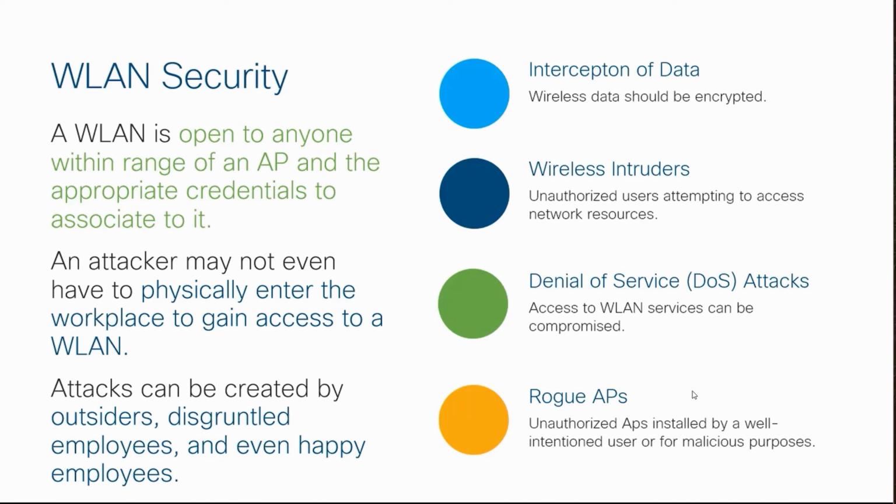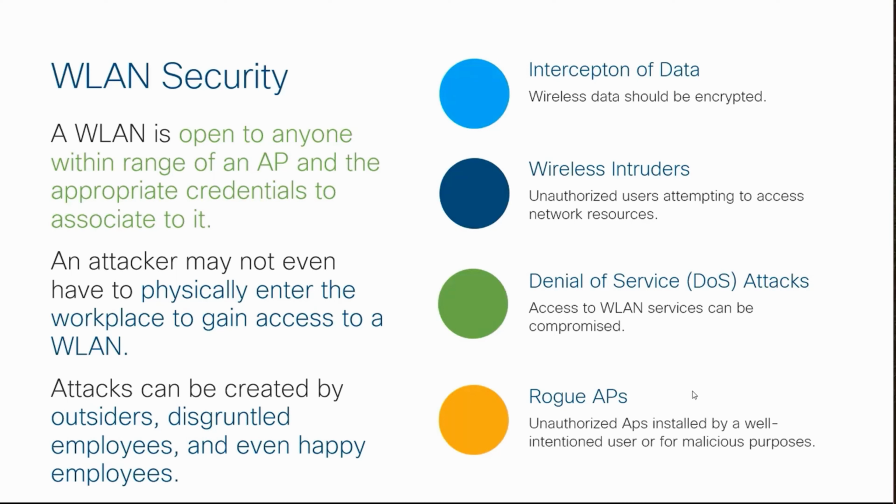There are many different types of wireless attacks that can happen, one of them being interception of data. Your wireless data should be encrypted at all times to prevent it from being read by eavesdroppers, people who shouldn't have access to that data. Wireless intruders are unauthorized users that are attempting to access network resources, and they can be deterred by using authentication.